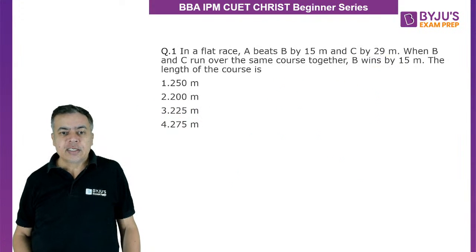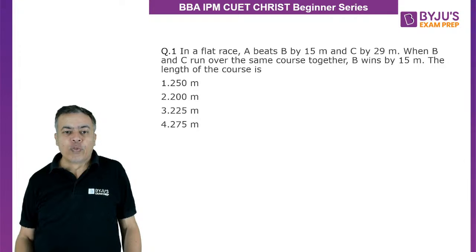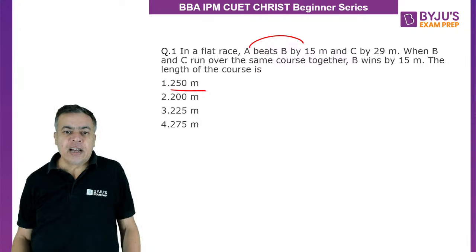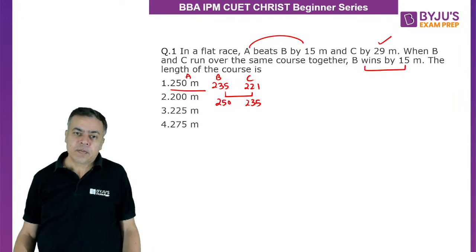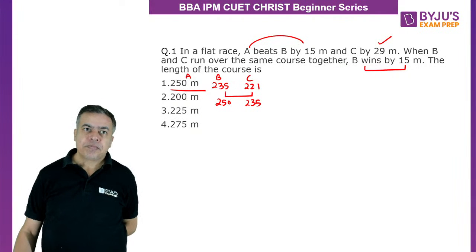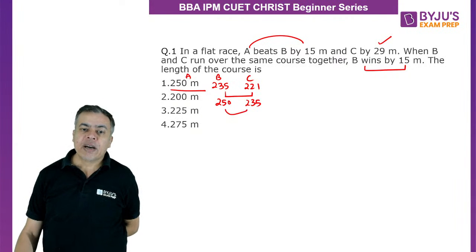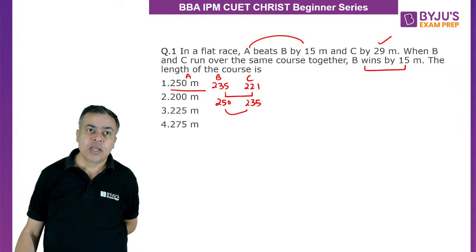Instead of doing all this, हम क्या करते, अगर रेस 250 मीटर की है तो जब A ने B को 15 मीटर से हराया तो A ने अगर 250 कवर किया तो B ने 235 कवर किया होगा, और C उस टाइम पे 29 मीटर पीछे होगा, यानी कि 221 मीटर ही कवर किया होगा। अब B और C का जब रेशो देखेंगे, क्योंकि अगर B 250 मीटर कवर करे तो C 235 कवर करना चाहिए, क्योंकि B 15 मीटर से C को हरा रहा है। Now this ratio must be same. 250 और 235 का रेशो, 235 और 221 का रेशो सेम होना चाहिए, राइट?